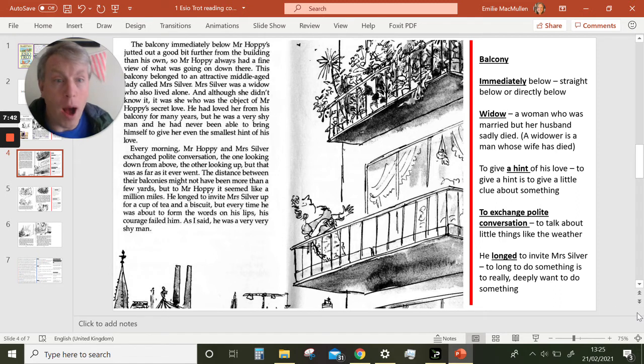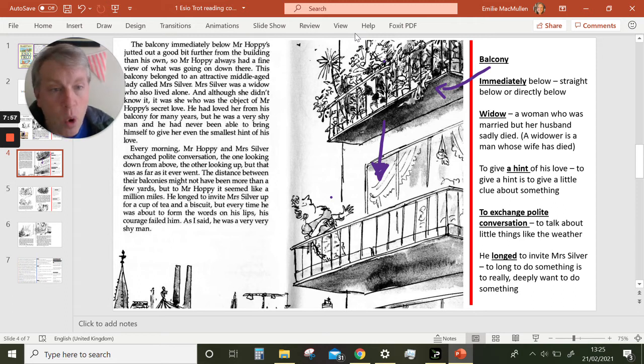So, we know what a balcony is, don't we? This is the bit here, the balcony. Immediately below means straight below. So Mr. Hoppy is here. Mrs. Silver is here. So immediately below, straight below.